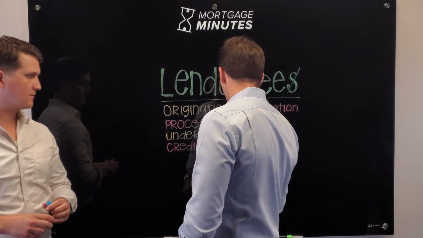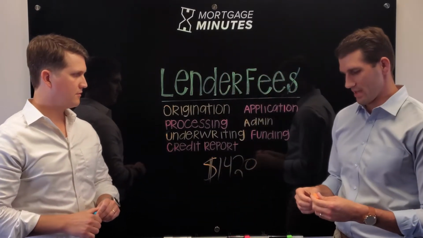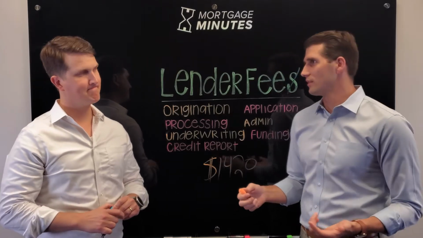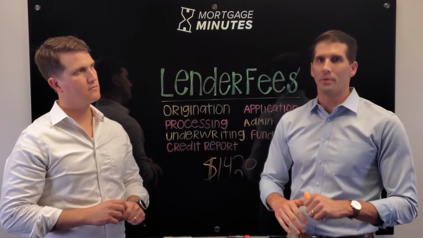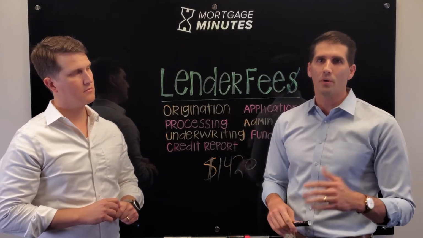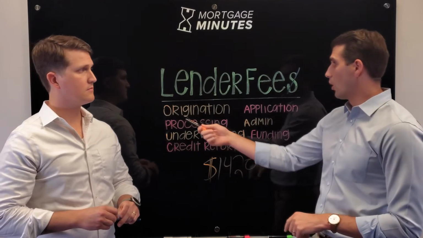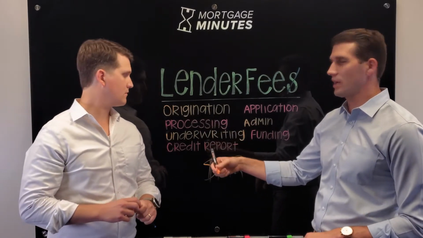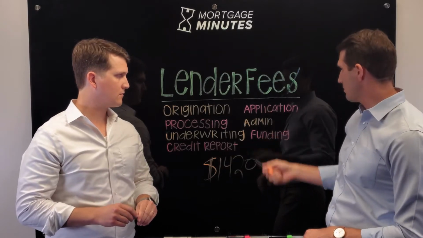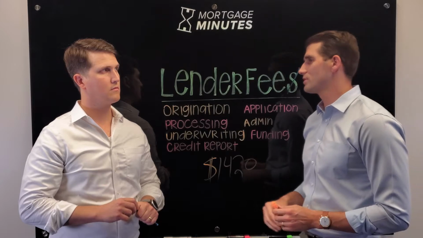So our fee is $1,420, Austin. And the reason why I say it's flat is it doesn't go up, it doesn't go down, depending on loan amount or loan program or anything like that. And when I say it's all-inclusive, it means we're covering all these other things you see here: origination, processing, underwriting, credit report, application, admin, funding, all the great work that's going to go into doing your loan. We just charge $1,420.